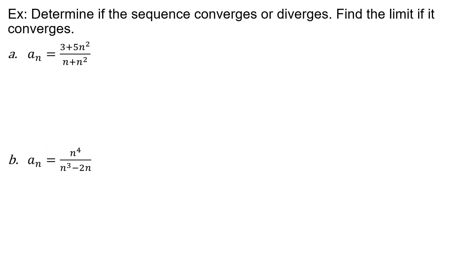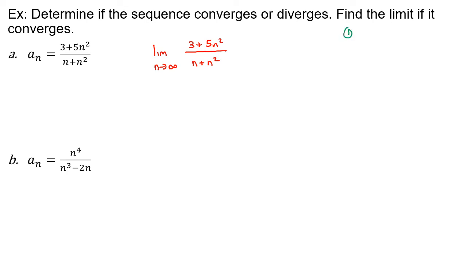All right, this says determine if the sequence converges or diverges, and if it does converge, we're going to go ahead and find the limit as well. This goes back exactly to what you were doing in Cal 1 when you did limits going towards infinity. All you want to do is find the limit as n goes to infinity of 3 plus 5n squared over n plus n squared. And what we did back then was you had a list of rules.